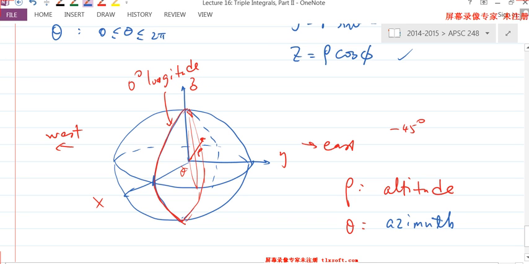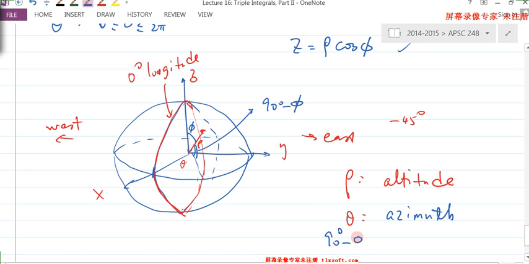Was that new? So now, if you have the phi angle here, this is the phi as we defined using spherical coordinates. In GPS, the complement of the phi angle, this portion, is 90 degrees minus phi. So 90 degrees minus phi is actually called elevation.